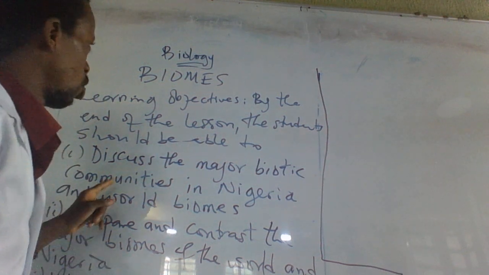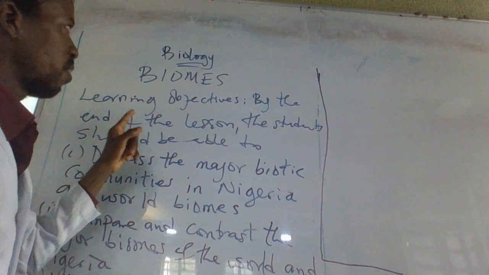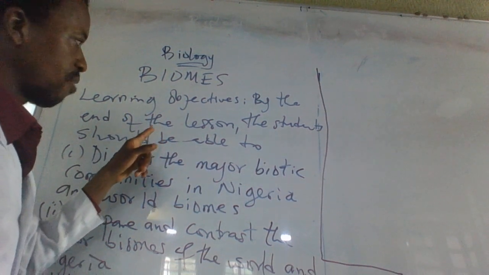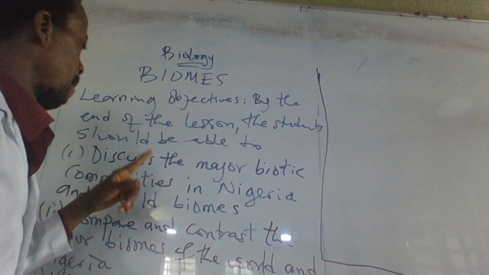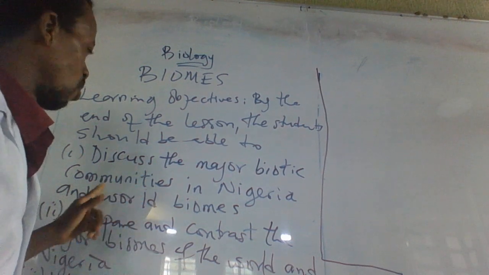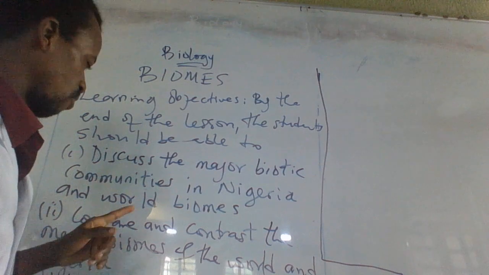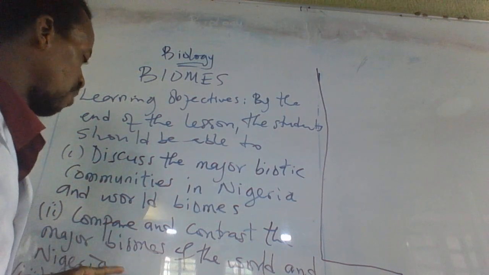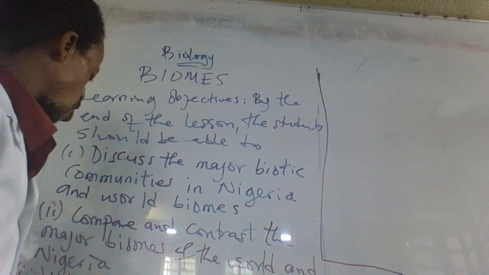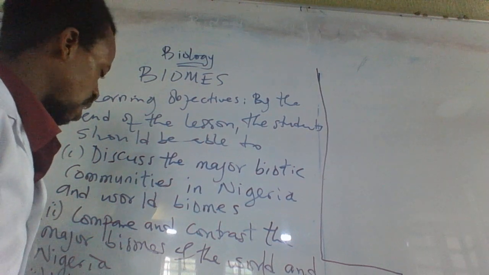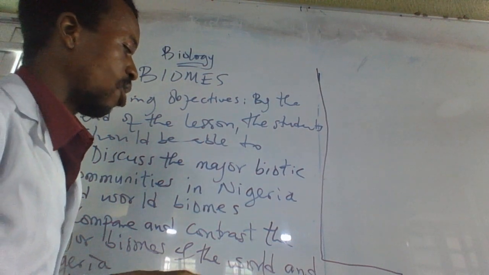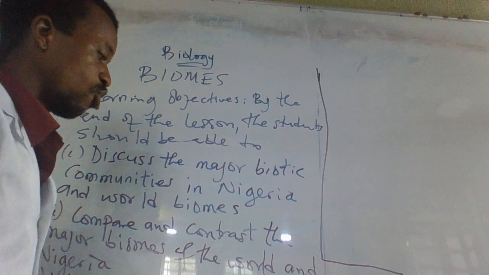Learners, today we're talking about biomes, and we are considering the learning objectives that we have here. First, discuss the major biotic communities in Nigeria and world biomes. Then compare and contrast the world biomes and that of Nigeria. Thirdly, we identify adaptive features of plants. Then the fourth, we describe the location of biotic communities on the map.